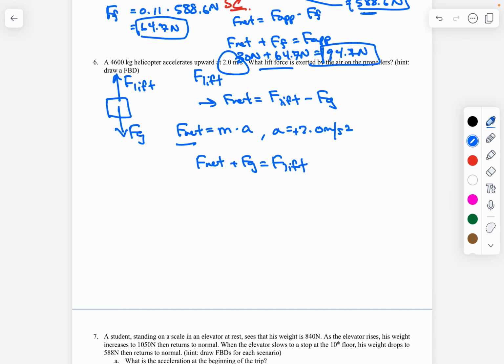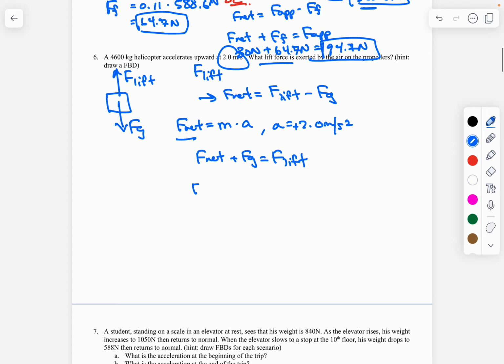Okay, so that's the problem here. But I think the one thing I want to mention is that you want to make sure that your gravity is negative, right? Because the gravity is going downwards. So in this case, it's actually kind of like F net plus a negative G, if that makes sense, right?